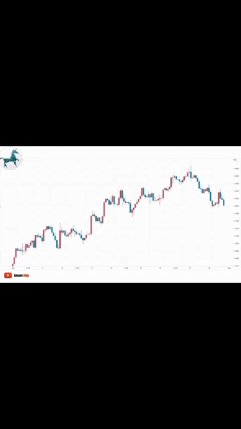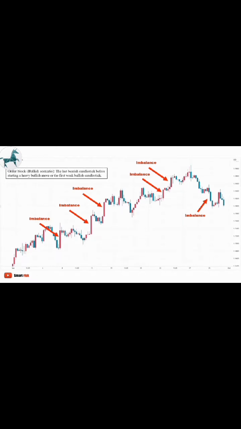Here we have a heavy bullish uptrend. And you can quickly point out the drastic moves caused by the market imbalance between the buyers and sellers. Look and see if you can spot the order block zones by definition. The last bearish candlestick before starting a heavy bullish move, or the first weak bullish candlestick.